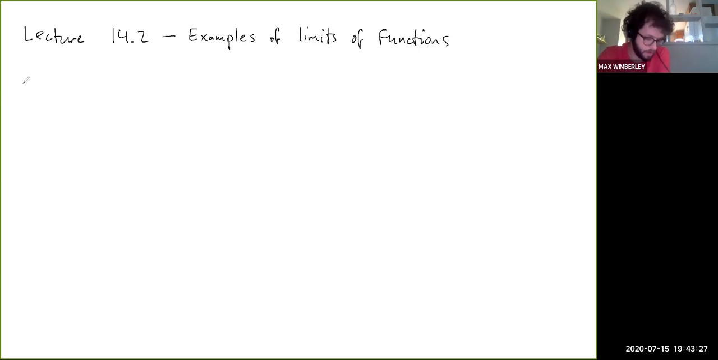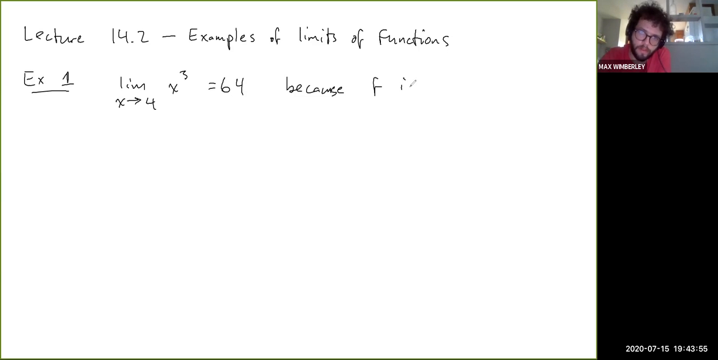So basically the most straightforward instance of this is what they call example one. It is a situation where you just take the two-sided limit of a function that's continuous at the point. So something like the limit as x approaches 4 of x cubed is 64, because f is continuous at 4, and we can say the domain of f is just R.